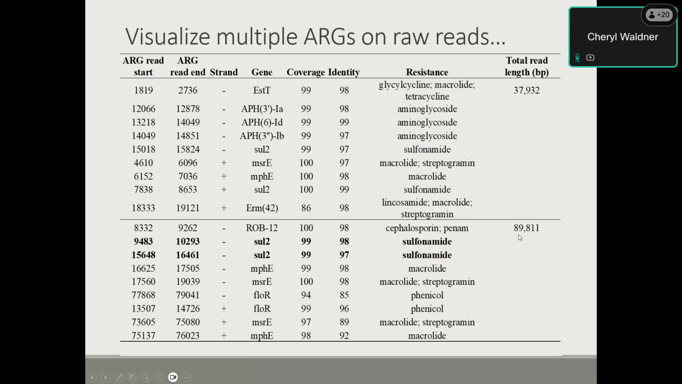Down at the bottom here, we've got one that's 89,000 base pairs long. That's got a cephalosporin gene on it, some sulfonamide genes on it, more macrolides, phenicol genes.